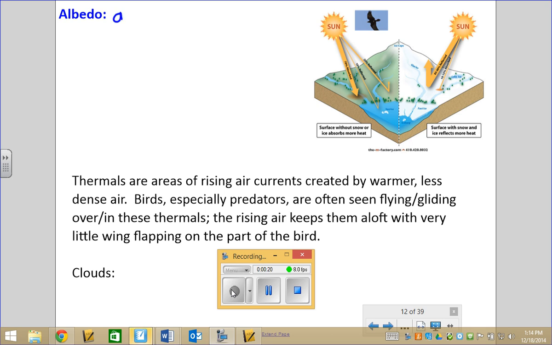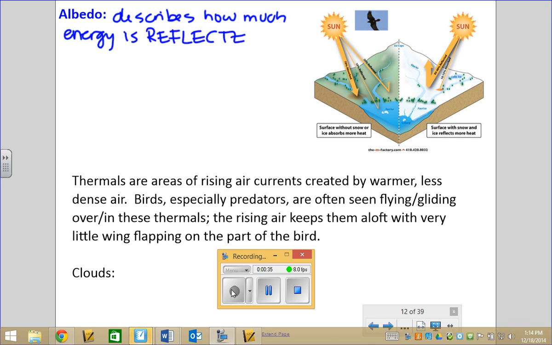Albedo describes how much energy is reflected. And the opposite of albedo is insolation. And notice how I spelled it.